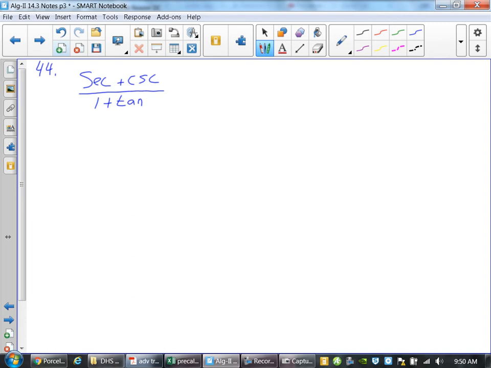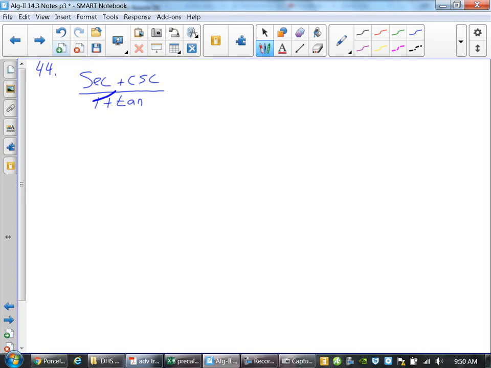Take a look at the numerator. The numerator here has two inverse functions, two reciprocal properties. Are we okay with that? Yes. So what I'm going to do is rewrite this into sines and cosines and create a complex fraction.